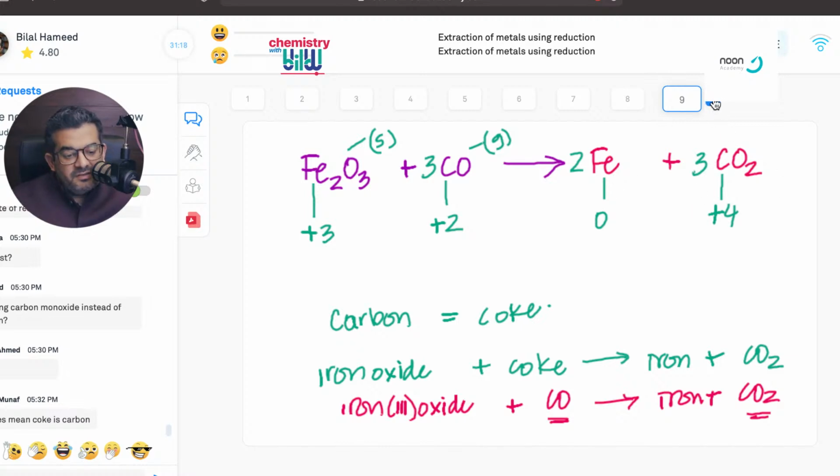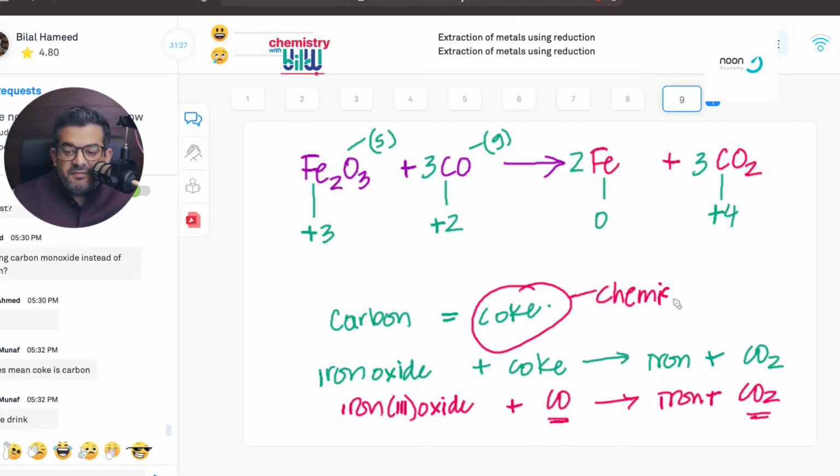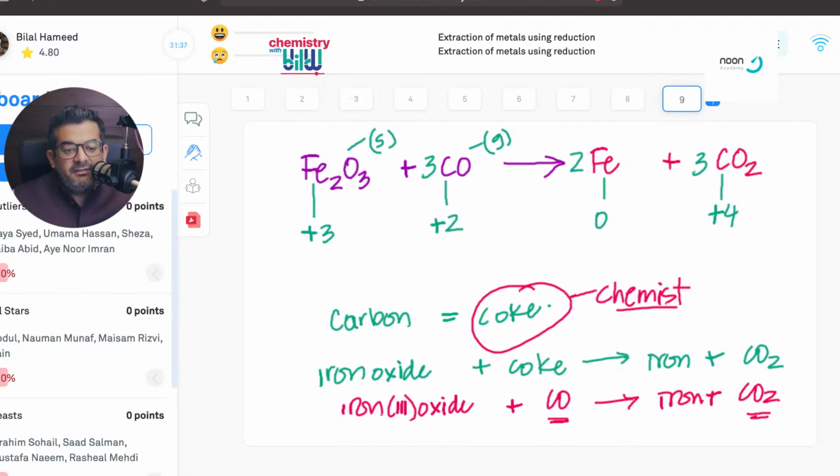Anyway, so coke, not the coke that you drink, the coke for chemists is different. That is carbon. No, not the drink. Come on, what's wrong with you? Laiba, you were right earlier. Yeah, you saw that, right? Awesome.